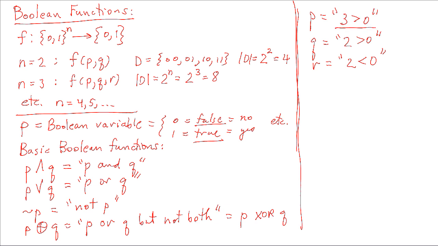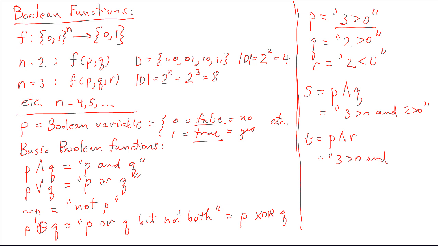What we're going to do then is make a compound statement, and let's use the variable s. Let's say that s is p and q. Then s would be the statement 3 is greater than 0 and 2 is greater than 0. And you can tell that that's a true statement because both p and q are true. Whereas if I made t be p and r, then t would be the statement 3 is greater than 0 and 2 is less than 0. And if I'm claiming 3 is greater than 0 and 2 is less than 0, then there's something wrong there.